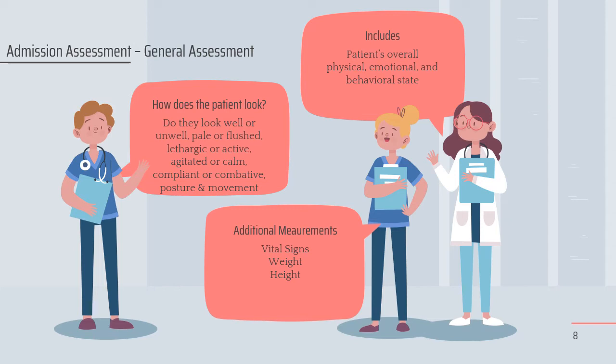The next step in the admission assessment is your general assessment. This includes the patient's overall physical, emotional, and behavioral state. How does the patient look? Do they look well or unwell, pale or flushed, lethargic or active, agitated or calm? Are they compliant or combative? How is their posture and their movement? Additional measurements you can get at this time are vital signs, weight, and height.